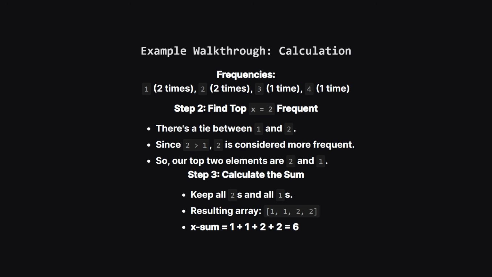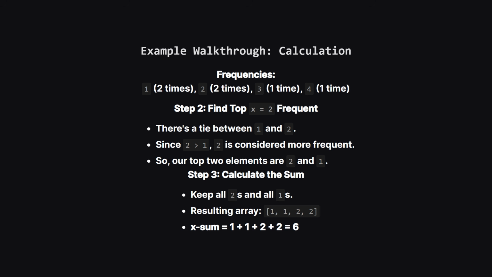Okay, now we need to find the top two most frequent elements. The numbers 1 and 2 are tied, both appearing twice. Remember the tiebreaker rule, the larger number wins. So 2 is considered the most frequent, and 1 is the second most frequent. We keep all the 1s and all the 2s, and get rid of the 3 and 4. The sum of what's left, 1 plus 1 plus 2 plus 2, gives us 6.